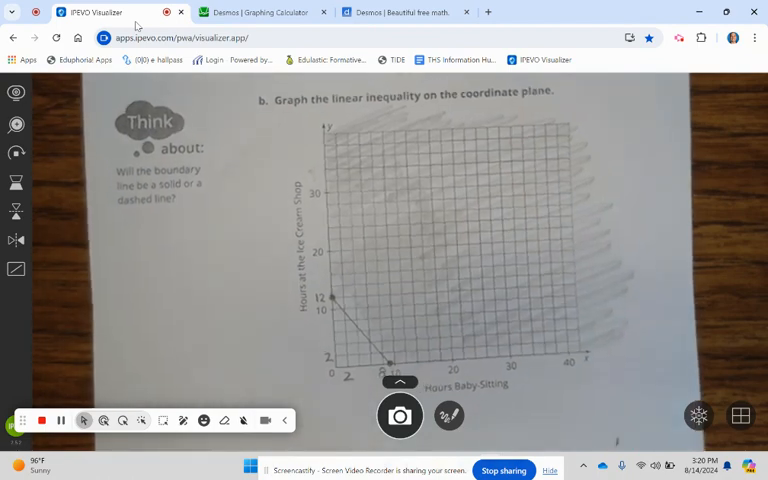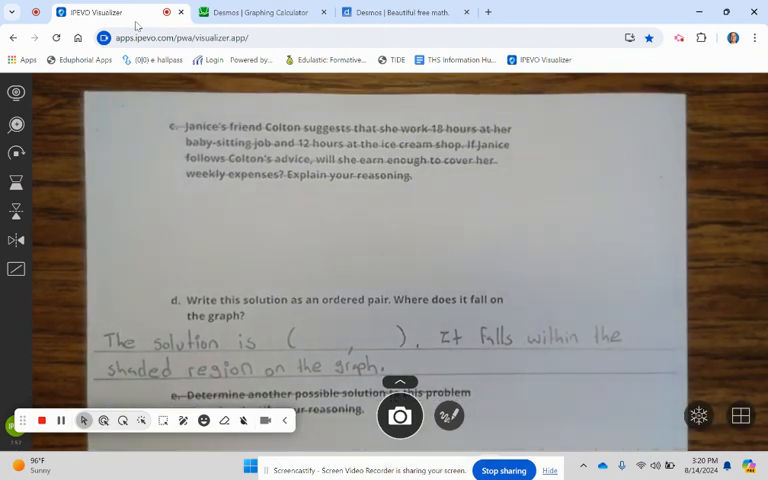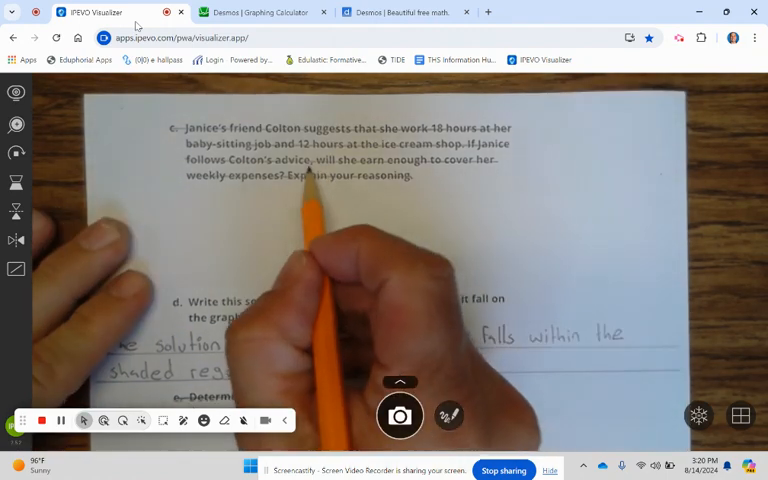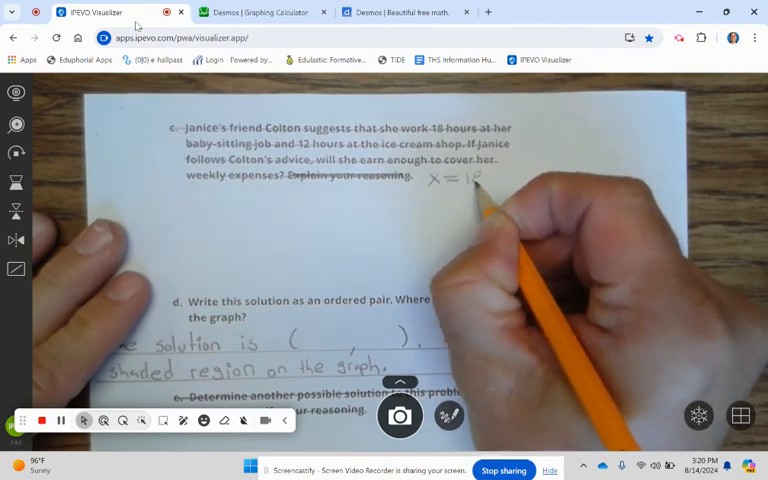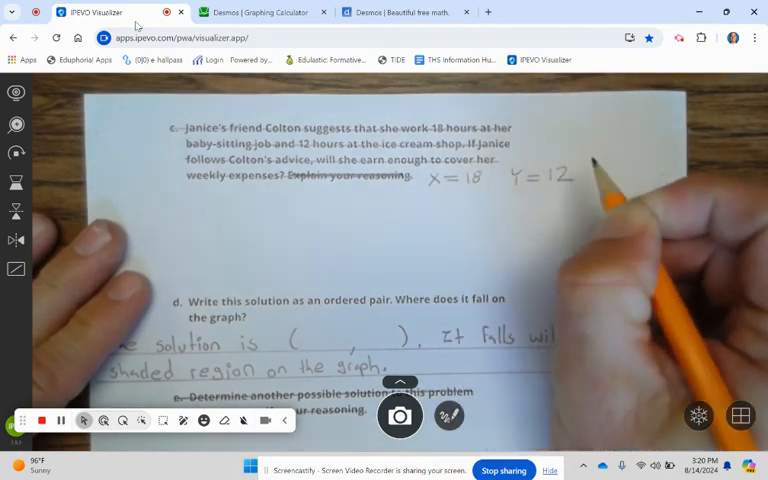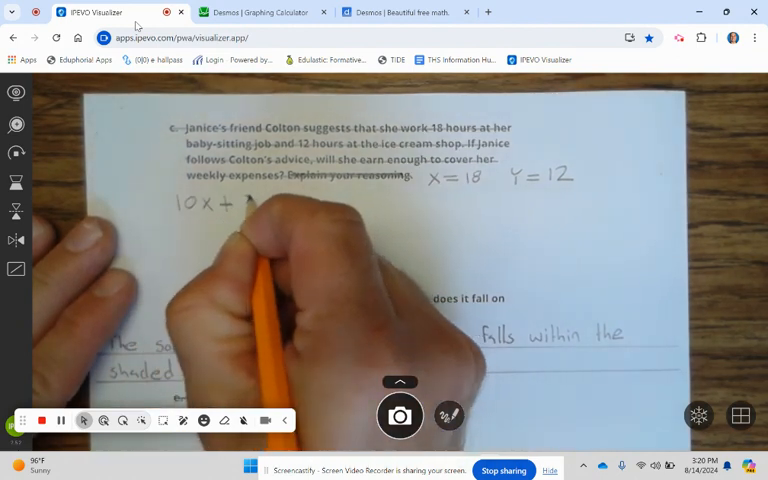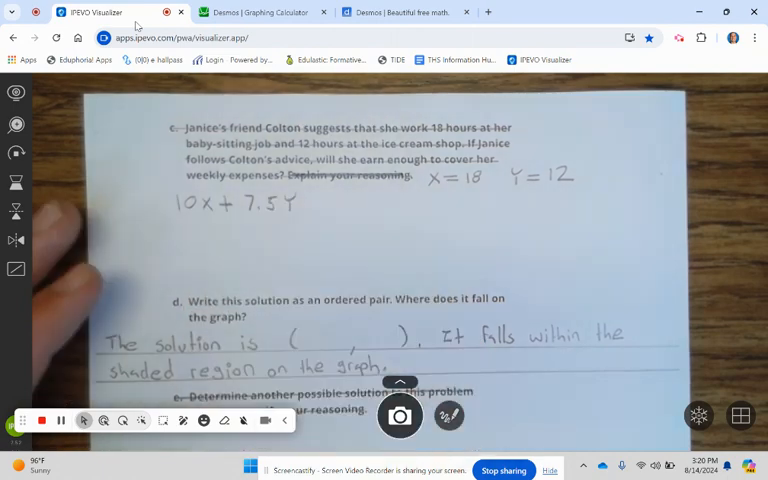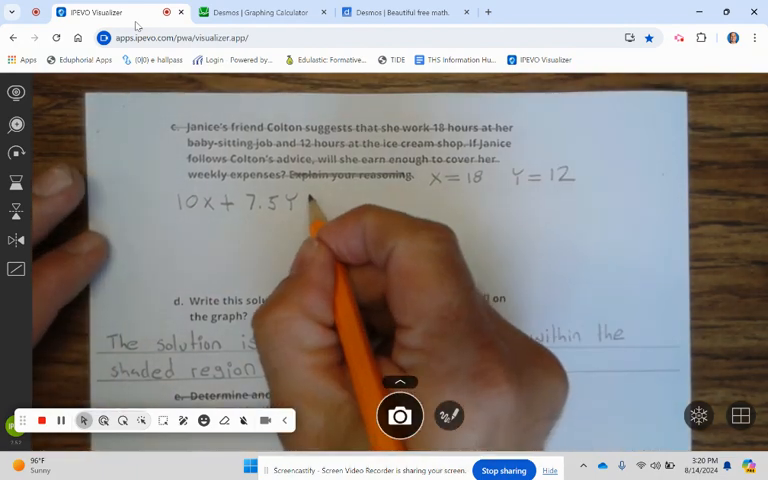All right, let's take a look at the next page. C. Janice's friend Colin suggests that she work 18 hours at her babysitting job and 12 hours at the ice cream shop. If Janice follows Colin's advice, will she earn enough money to cover her weekly expenses? Okay, so let's let x equal 18 and y equal 12. And we're going to use the inequality 10x + 7.5y is greater than or equal to 90.